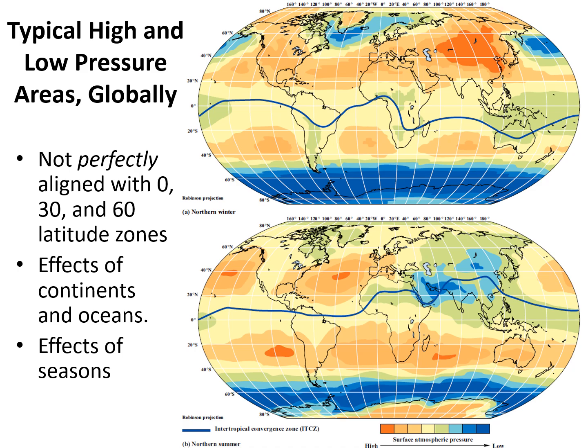So we can see in the northern winter, which is the upper graph here, you've got these different locations of the high pressure areas and low pressure areas, and in the northern hemisphere summer, that shifts.